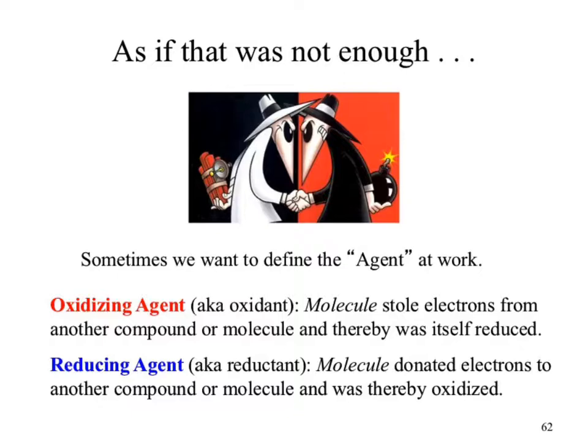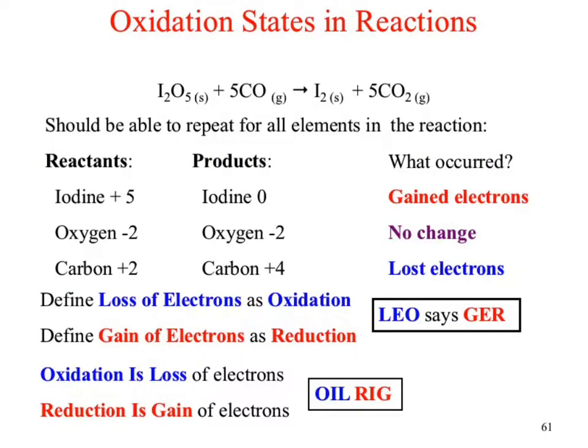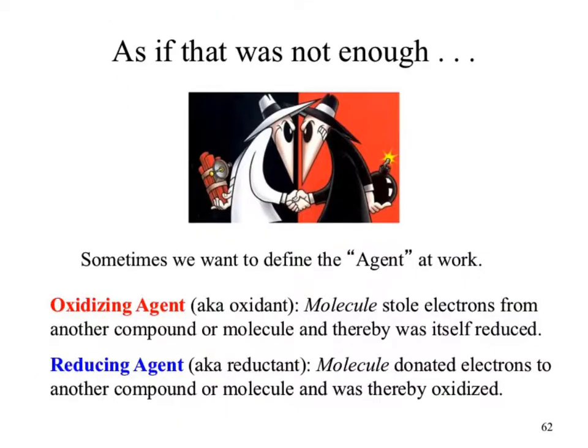We'll also go through and define something known as the agent. I will look at the oxidizing agent and the reducing agent. Because I think I color-coded well, LEO was oxidation, and that was what color? Blue. Oxidizing, that begins with O, so that would be oxidation. And yet, what color did I choose? Red. Why did I choose red?